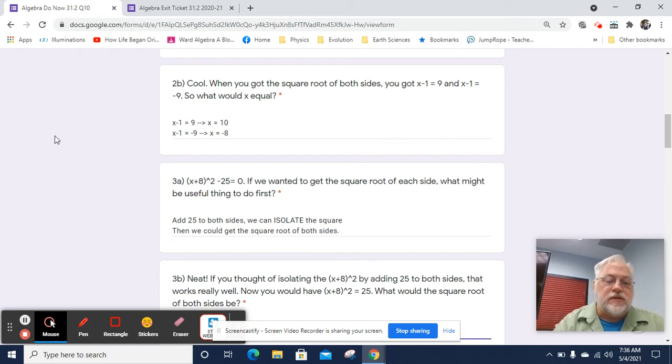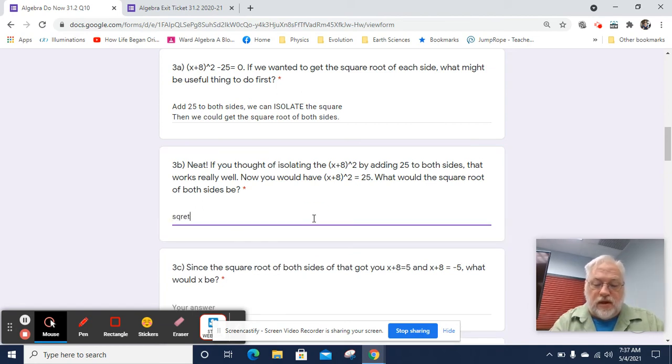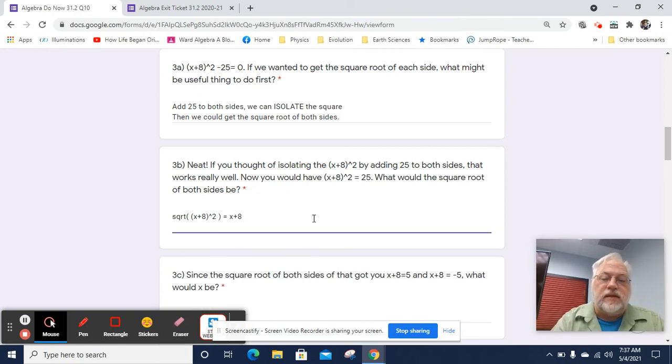Okay, now let's look at 3b. So if you thought of isolating (x plus 8) squared by adding 25 to both sides, that works well. Now you've got this structure and we can easily get the square root of both sides. What would the square root of both sides be? Well, the square root of (x plus 8) squared equals just x plus 8. And the square root of 25 is going to equal 5 and negative 5.